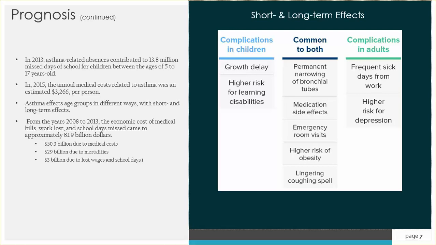From 2008 to 2013, the annual economic cost of asthma was more than $81.9 billion. Broken down, that is approximately $3 billion in losses due to missed work and school days, $29 billion due to asthma-related mortalities, and $50.3 billion in medical costs. In 2015, the annual per person incremental medical cost of asthma was over $3,000.